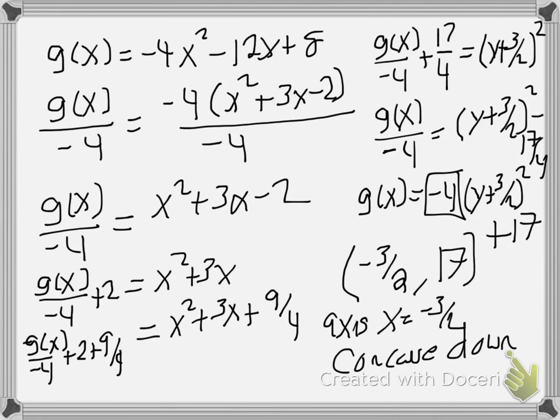talking about zeros of a quadratic function. Okay, there's 3 different possibilities for zeros of a quadratic function, and it all has to do with the number of times the quadratic function crosses the x-axis. Obviously, if it crosses the x-axis twice, you have 2 zeros.